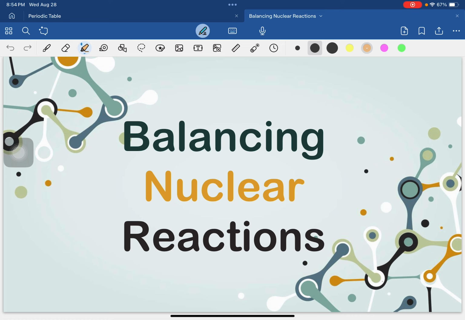All you have to remember will be five simple steps. What I did was outline them into five simple steps. Actually, you really don't have to follow all five steps, but at least you have a guide on how to do it when you come across some exercises on balancing nuclear reactions.